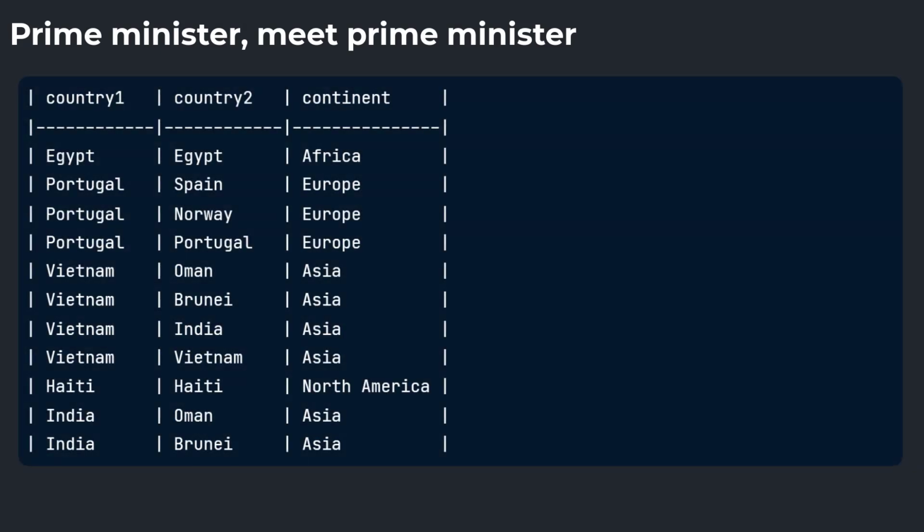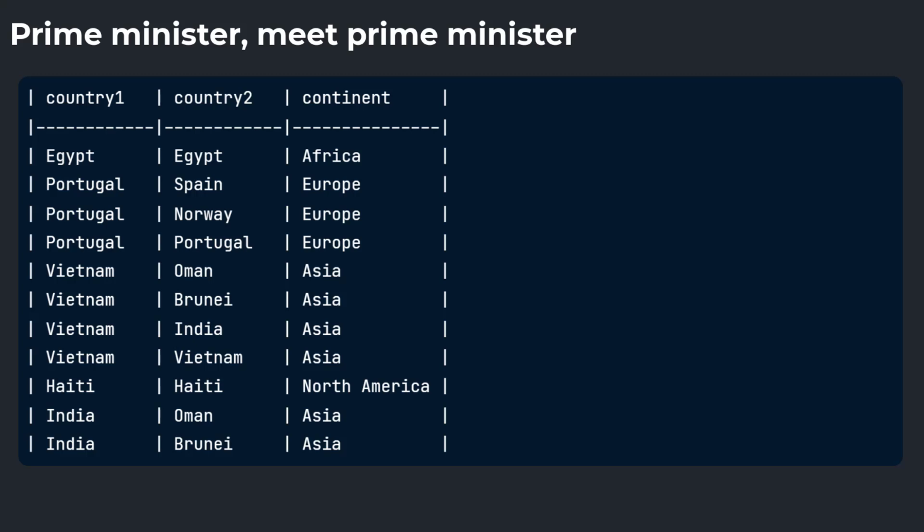The results are a pairing of each country with every other country in the same continent. However, note that our join also paired countries with themselves, since they too are in the same continent as themselves. We don't want to include these, since a leader from Portugal does not need to meet with themselves, for example.